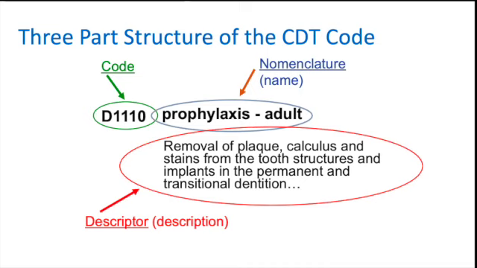So if you have a 12 or 14-year-old child who has a transitional dentition, in other words, has adult teeth present, then this is an appropriate code to use. And you've decided that by taking a look at the descriptor.